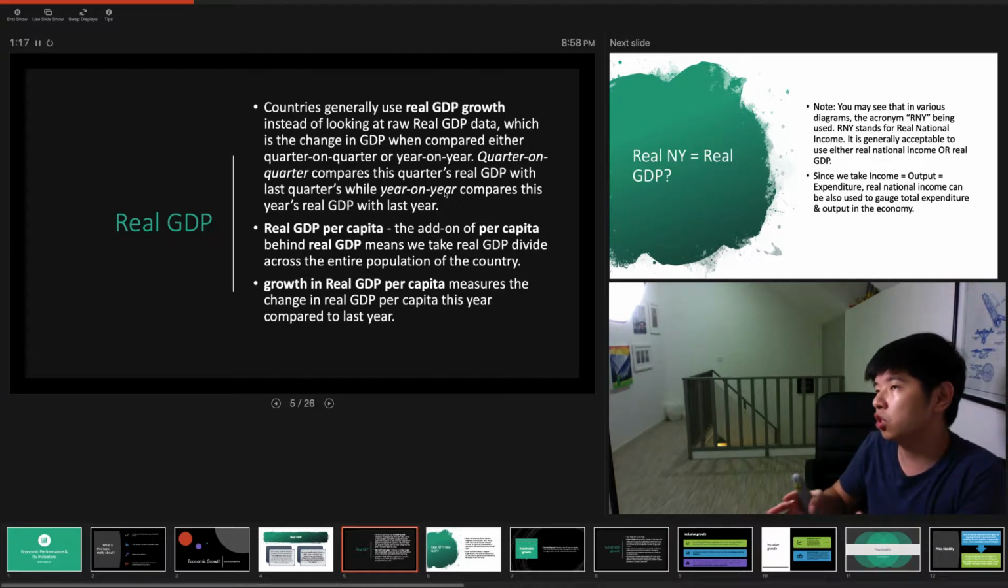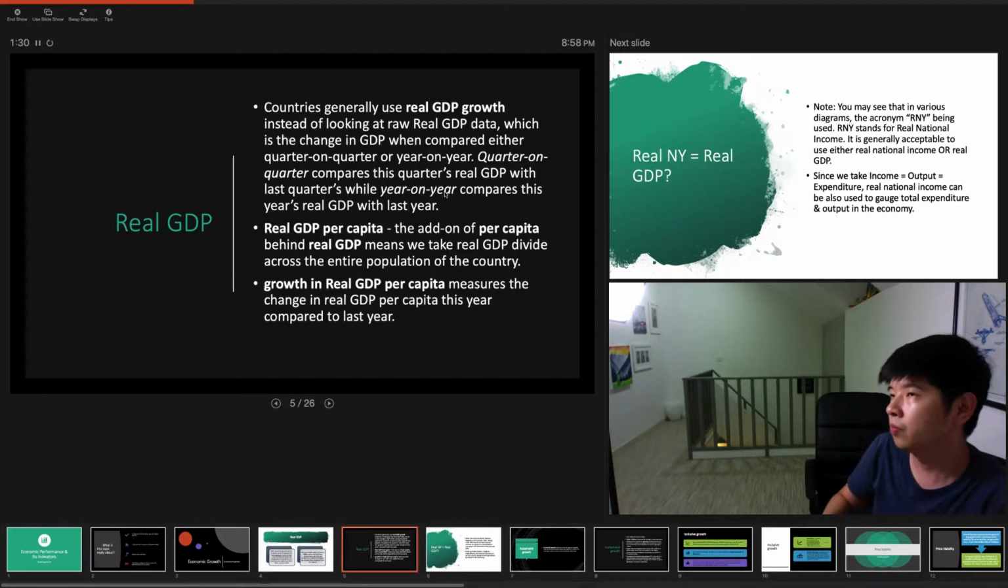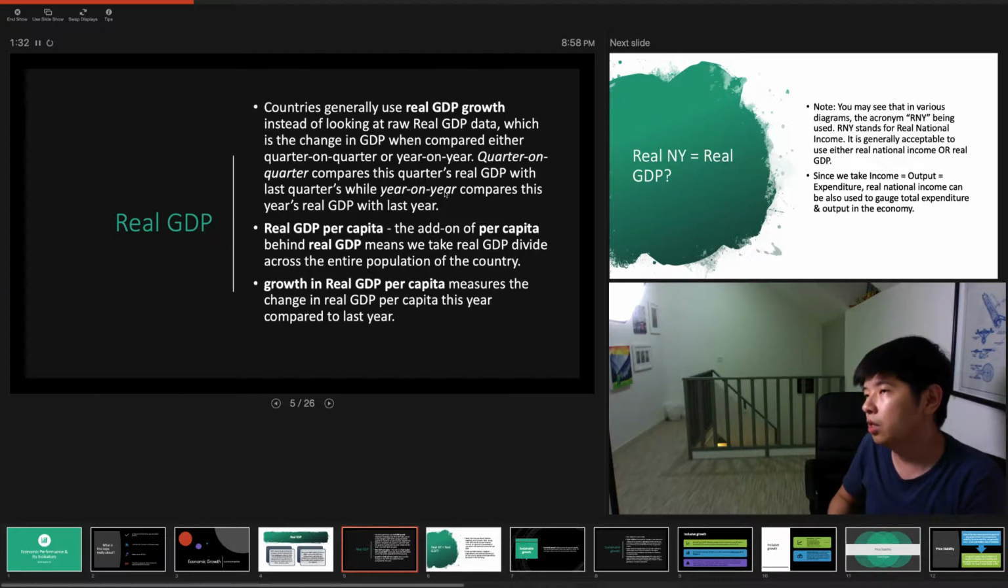One quarter is 3 months, so January to March is one quarter, April to June is one quarter, July to September is one quarter, October to December is one quarter. So when we say quarter on quarter, we are comparing this quarter with the previous quarter. And if we are looking at year on year, we are comparing this year versus last year.